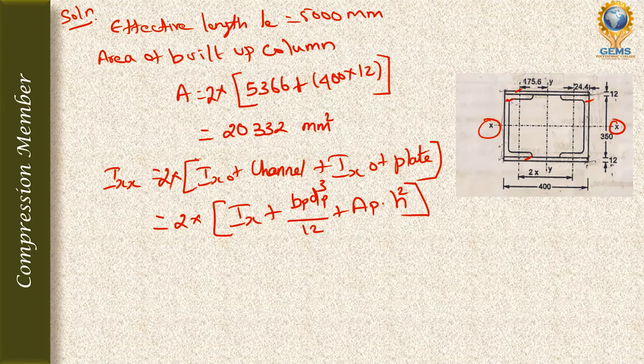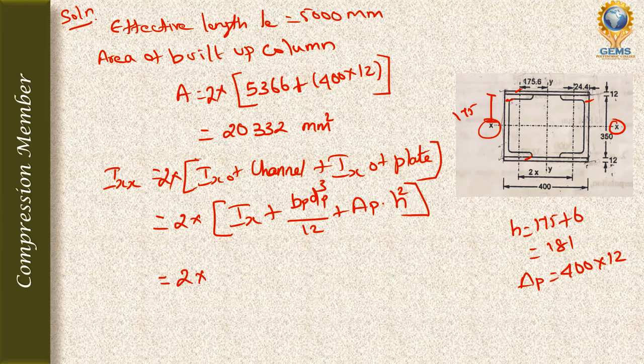In this x direction, your centroidal distance is 175, since 350 halved is 175. Then here the thickness is 12, so here also 6, that is t by 2. So h is equal to 175 plus 6, which is equal to 181. The area of the plate, AP, is 400 by 12.